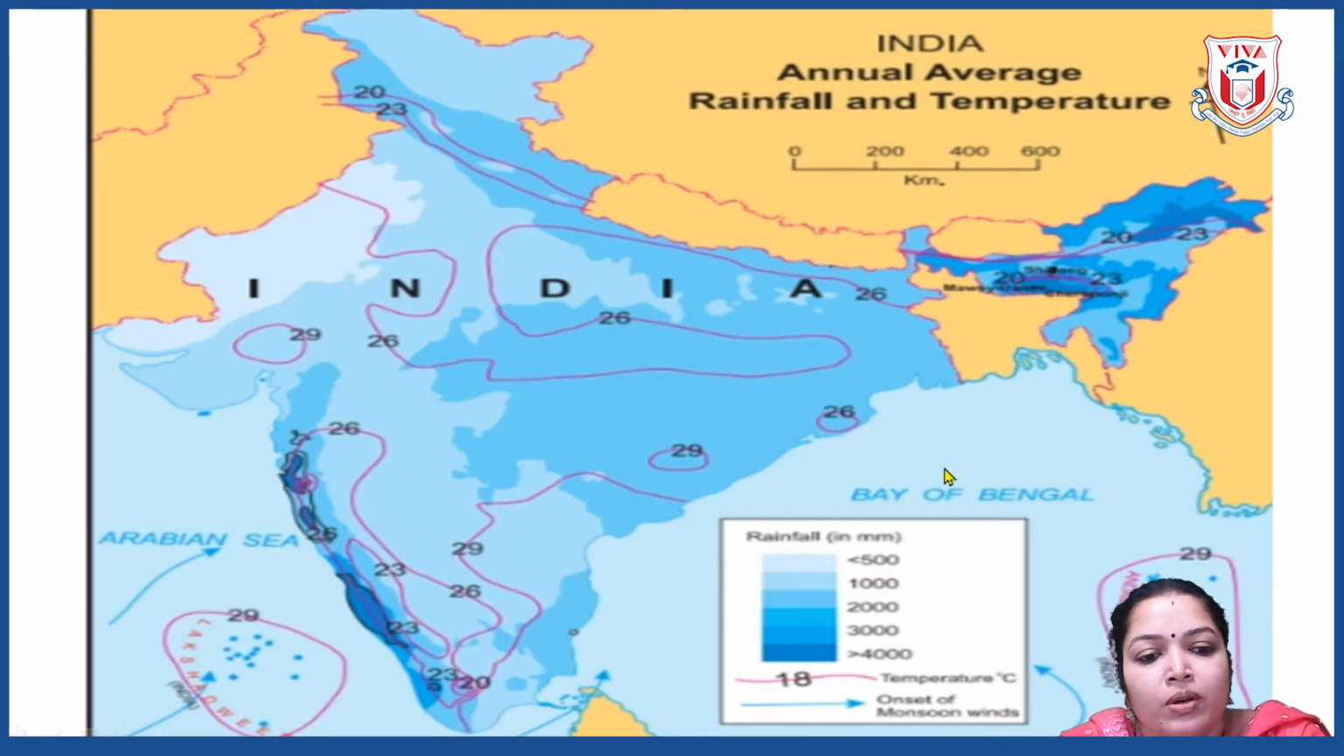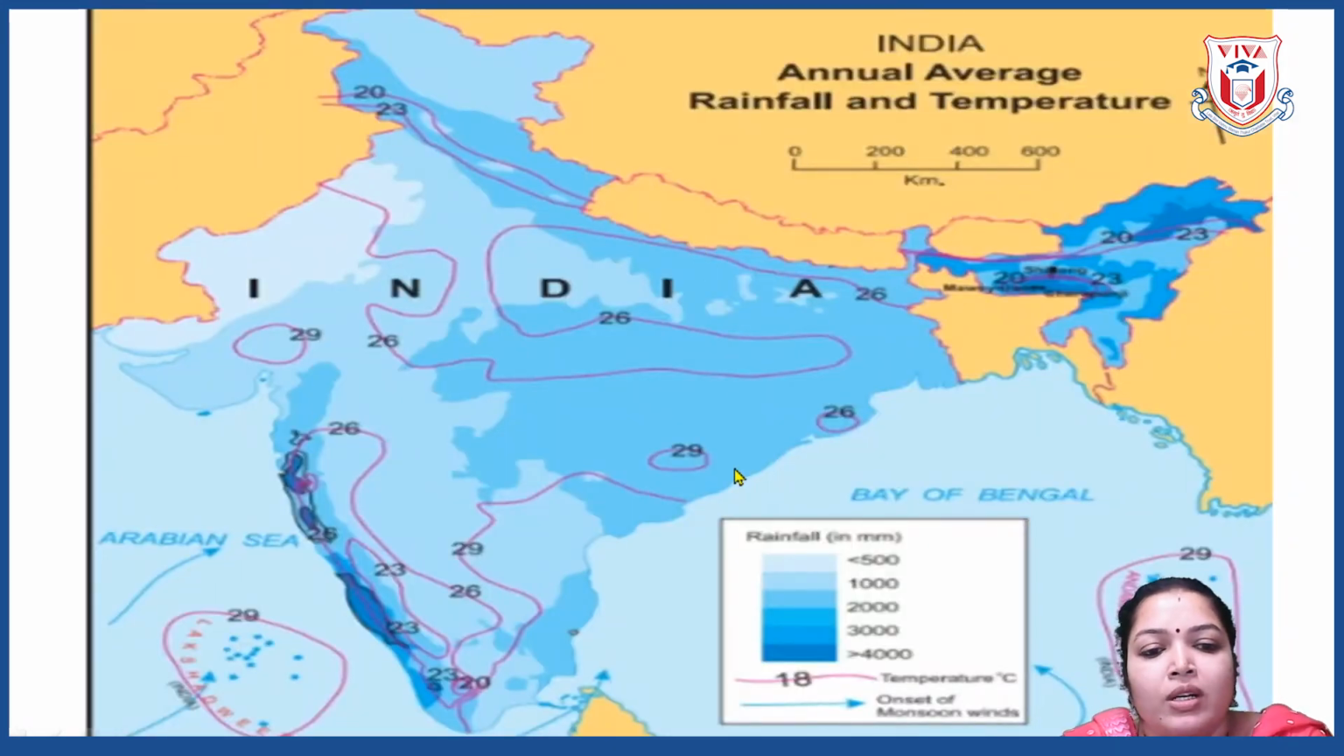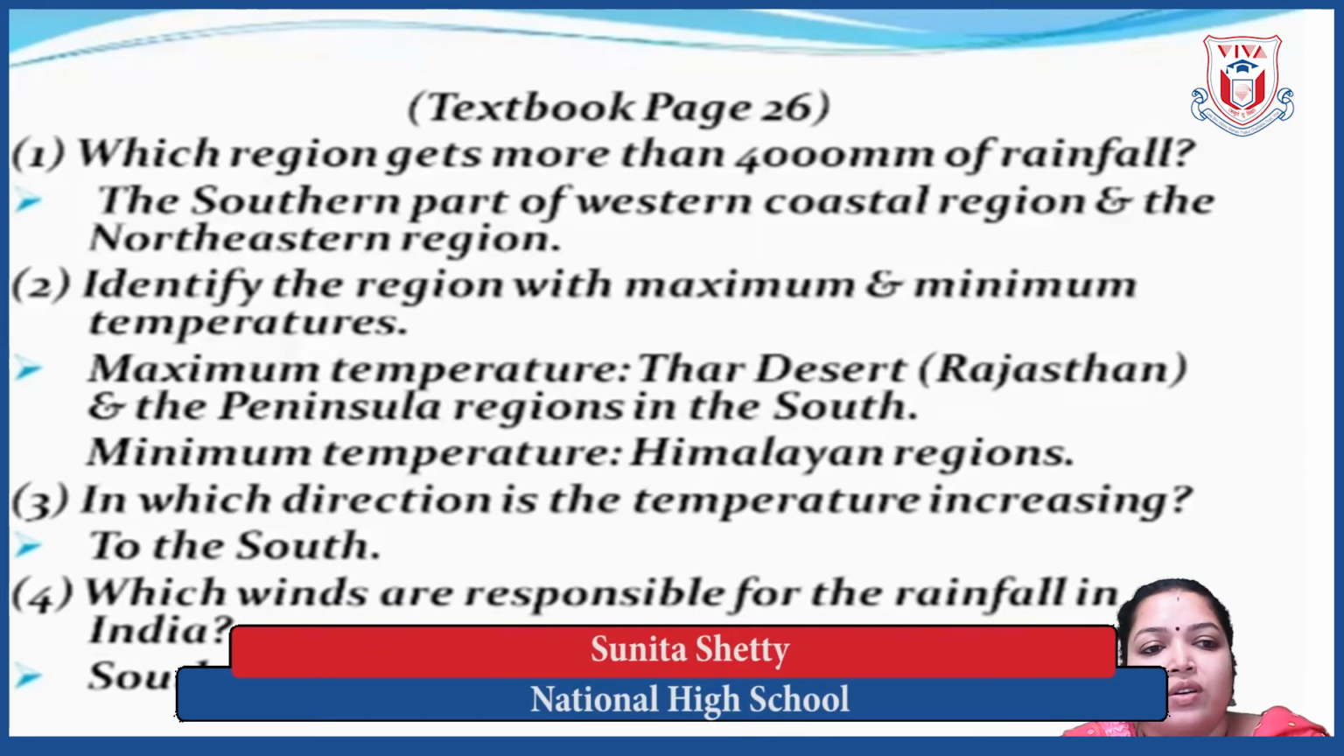Okay. So, let us solve the question based on this. Which region gets more rainfall, more than 4000 mm of rainfall? So, when we go through the map, we come to know the dark blue shades are called the more than 4000. So, which are these dark blue shades? The southern part, okay, southern part and western part. So the southern part of the western coastal region and the northeastern region receive more than 4000 mm rainfall.